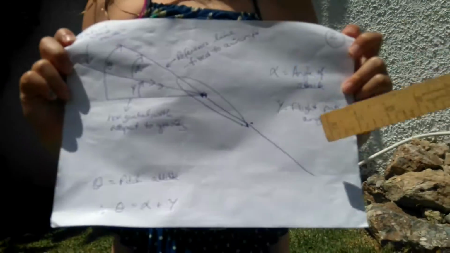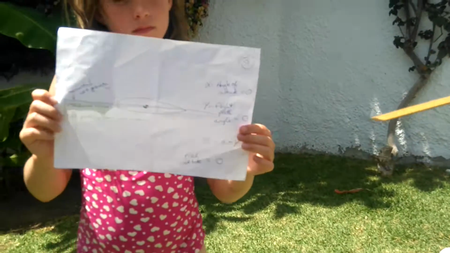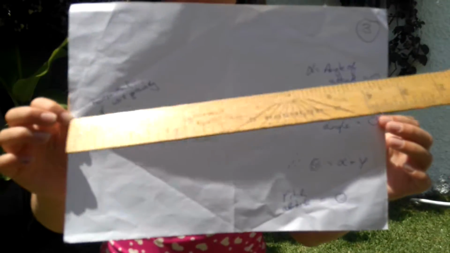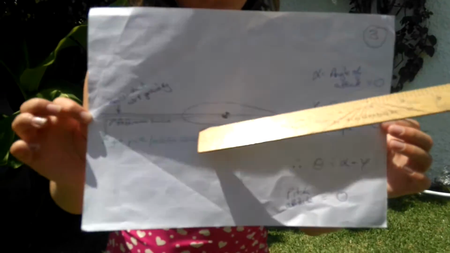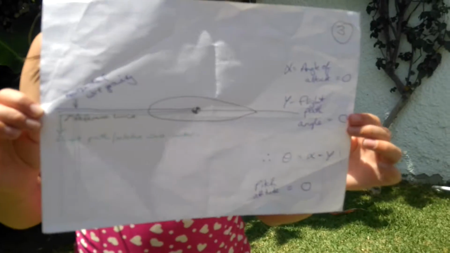So theta is angle of attack plus the flight path angle. So it follows directly that a plane positioned horizontally, travelling in a horizontal direction, with this being your reference line to the horizon, has a 0 pitch attitude. 0 plus 0 equals 0.